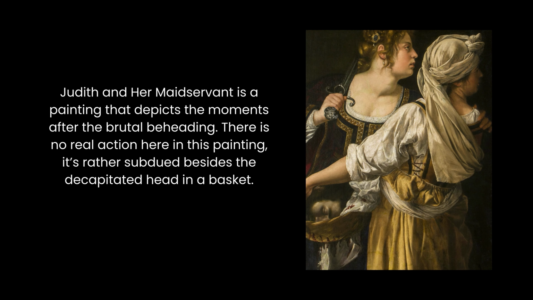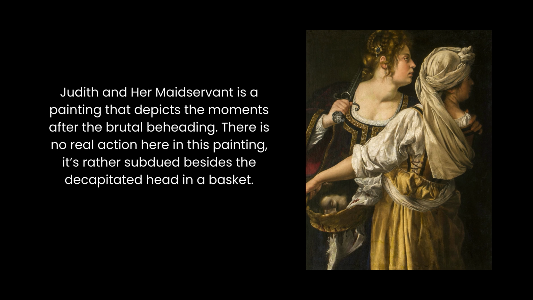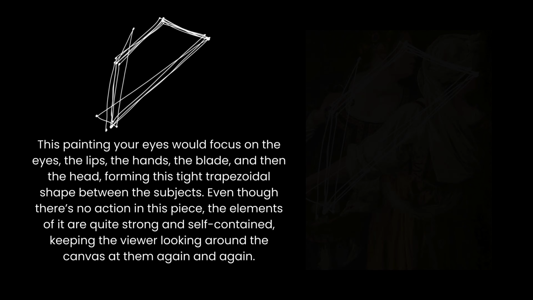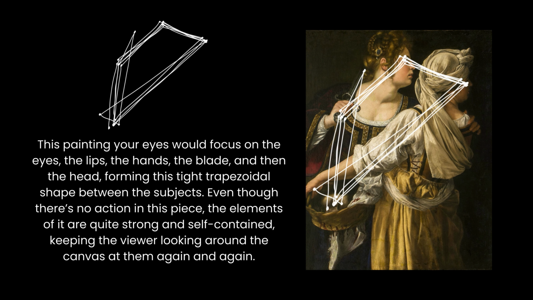Judith and Her Maidservant is a painting that depicts the moments after the brutal beheading. There is no real action here in this painting. It's rather subdued besides the decapitated head in a basket. In this painting, your eyes would focus on the eyes, the lips, the hands, the blade, and then the head, forming this tight trapezoidal shape between the subjects. Even though there's no action in this piece, the elements of it are quite strong and self-contained, keeping the viewer looking around the canvas at them again and again.